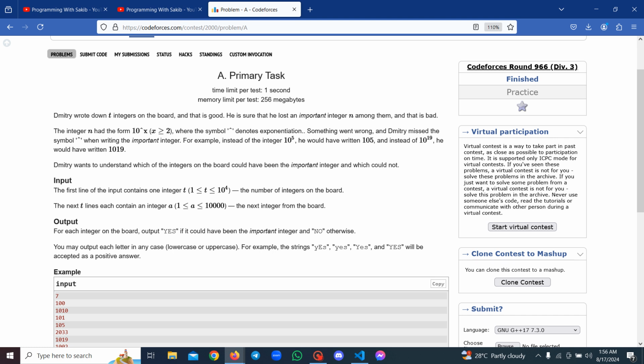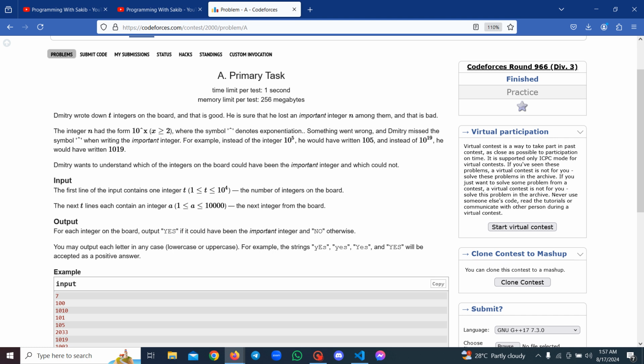So I'm reading the question. After that, you will understand why they use this. x is greater than or equal to 2, where the symbol caret denotes exponentiation. Something went wrong, and Dmitry missed the caret symbol when writing the important integer. For example, instead of the integer 10^5, he would have written 105.